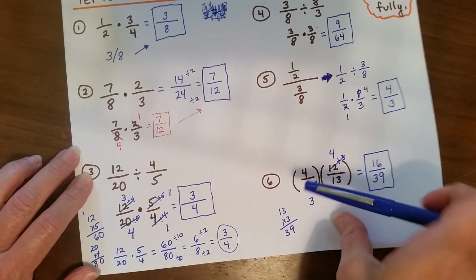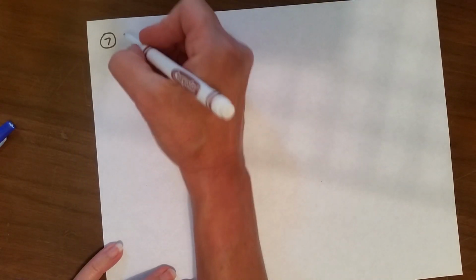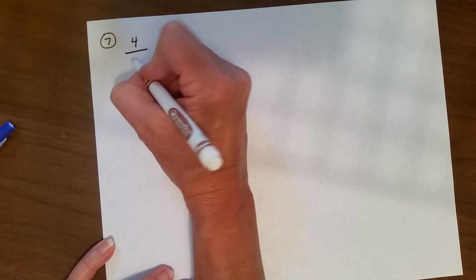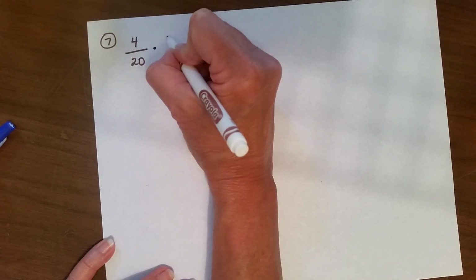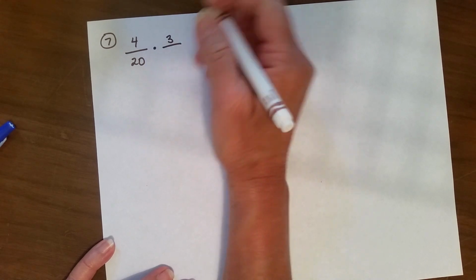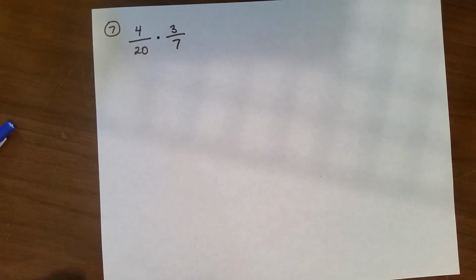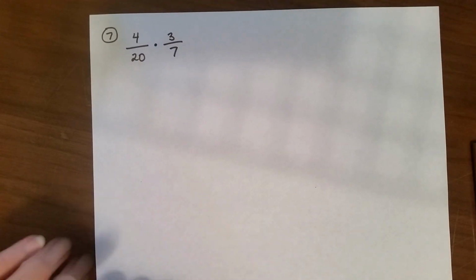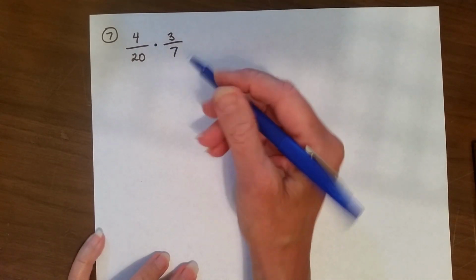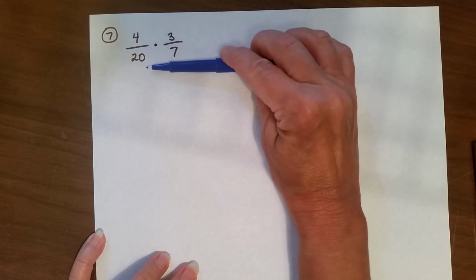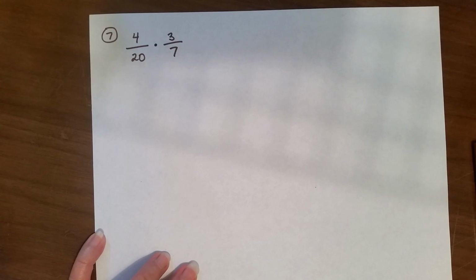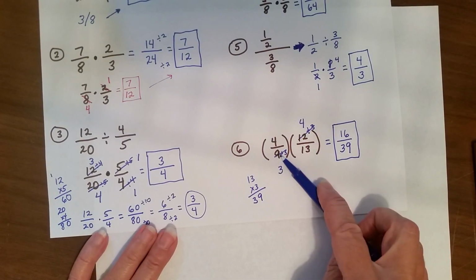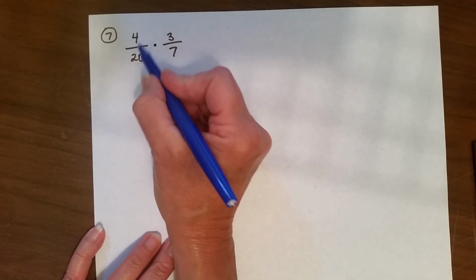Okay, let's just do a couple more because I really want to make sure you've got these. Okay, number 7. Let's suppose I have 4 over 20 times 3 over 7. The reason I want to do this is because I want to point out that you can cancel as long as one number is on top and one number is on the bottom. It doesn't matter if they're one here and one here. It could be that it's within the same fraction that you can reduce.